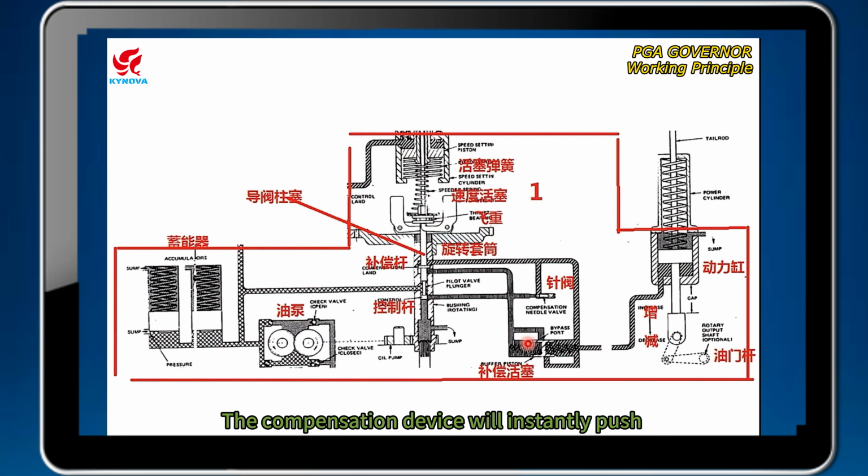The compensation device will instantly push the compensation piston to the right, which leads to an instant change in the power cylinder, which increases the oil pressure in the power cylinder, which increases the throttle. Meanwhile, the hydraulic oil enters through the compensation valve, and it will enter here. There is a change in the position of the oil pressure, which will push the compensation rod upward.